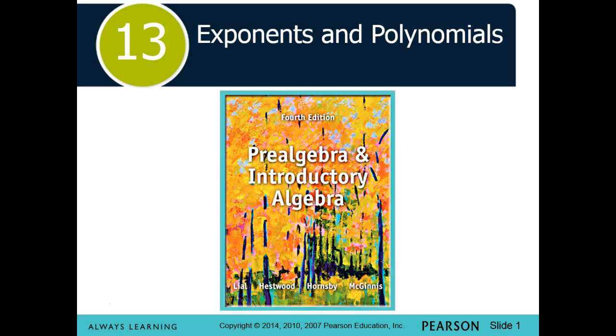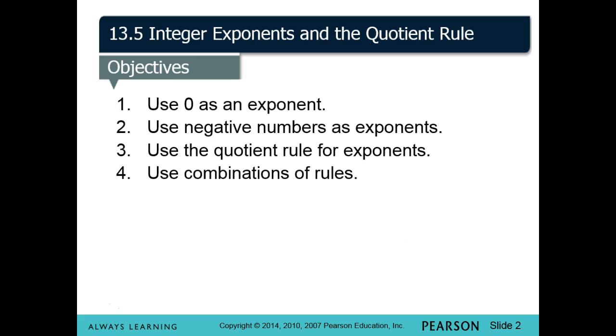All right. We're still in Chapter 13, which is exponents and polynomials. And in 13.5, we're beginning today. We'll use 0 as an exponent. These are our objectives. Use negative numbers as exponents. And by the way, with negative numbers as exponents, they're no longer polynomials. You cannot have a negative exponent in a polynomial. So we're extending this beyond polynomials here. We'll use the quotient rule for exponents.